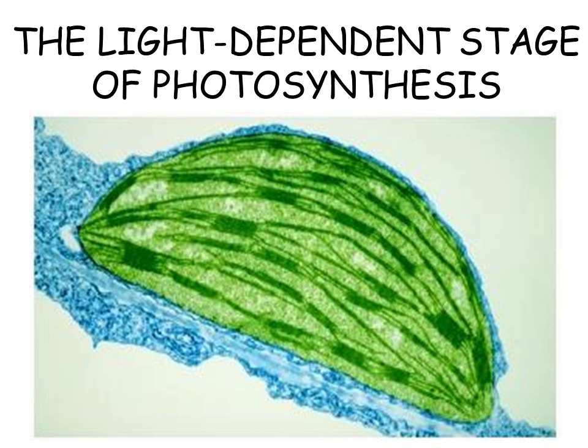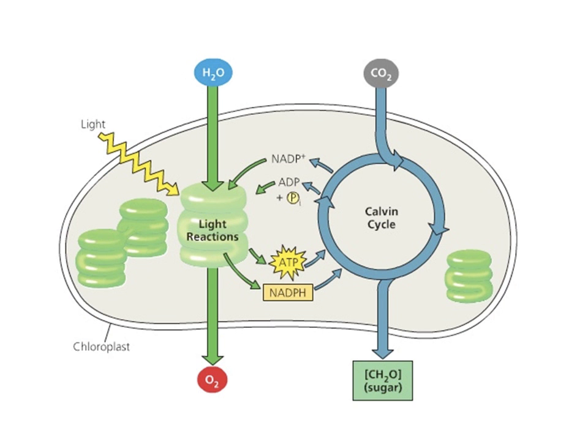Okay, this video is designed to explain to you the light-dependent stage of photosynthesis. There are two main stages to photosynthesis. There is the light-dependent stage, which is shown on the left side of this diagram, and the light-independent stage, which is shown on the right. This video is going to be focusing on the light-dependent stage.